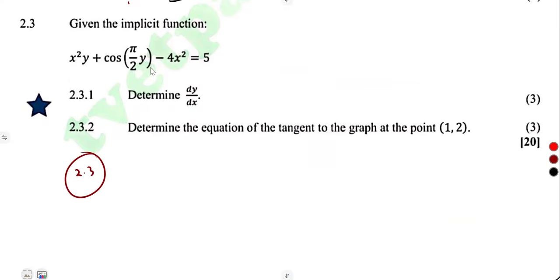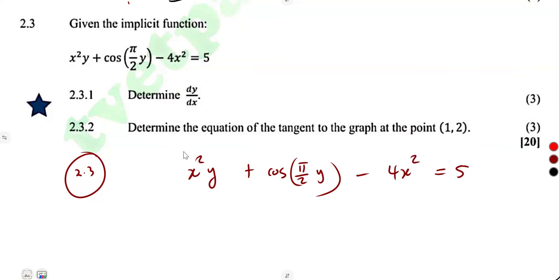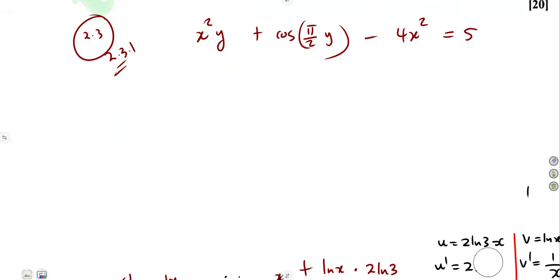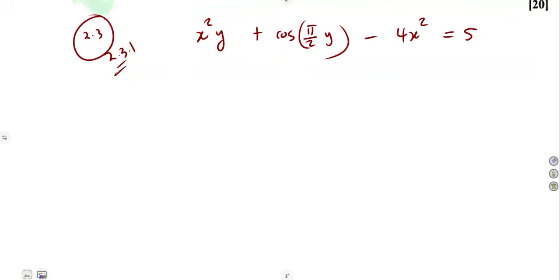So 2.3, the implicit function, we are given x squared y plus the cos of pi over 2y, minus 4x squared is equal to 5. So 2.3.1, you were asked to determine dy/dx, the derivative of y with respect to x. A simple question, actually. Because here, what we just need is to differentiate, guys. As we saw previously, whenever there is y, you differentiate, but you multiply by dy/dx.